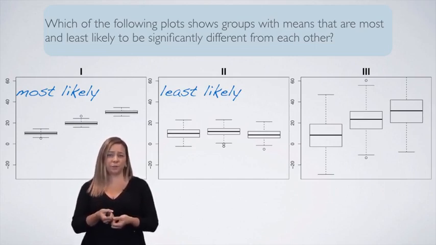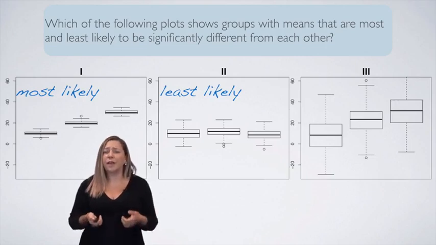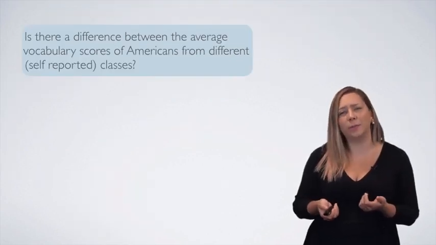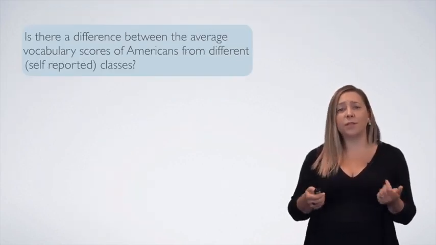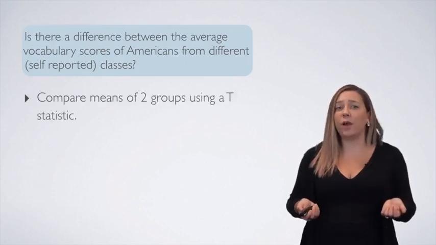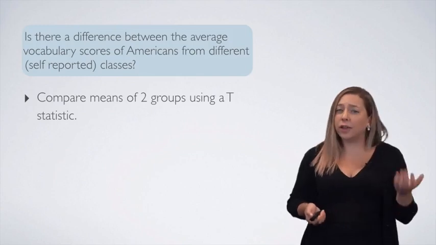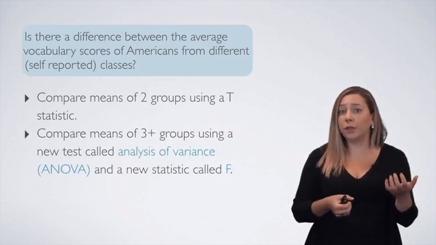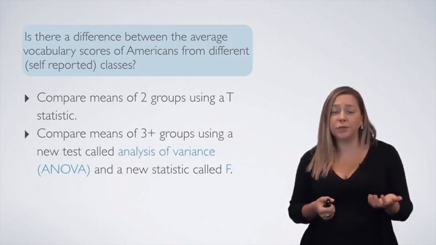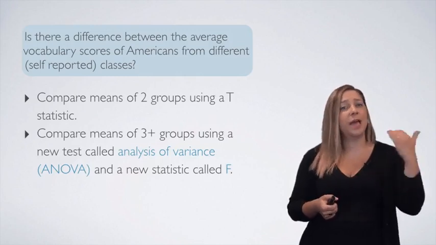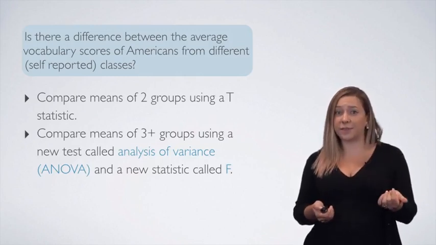Our goal is to find out if there's a difference between the average vocabulary scores of Americans from the different classes. We know that we can compare means of 2 groups using t-statistics, and comparing groups of 3 or more is going to require a new test called analysis of variance and a new statistic, the F-statistic.